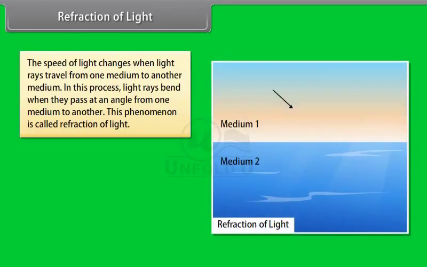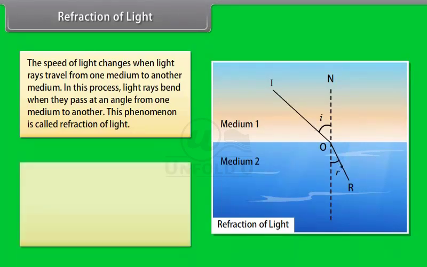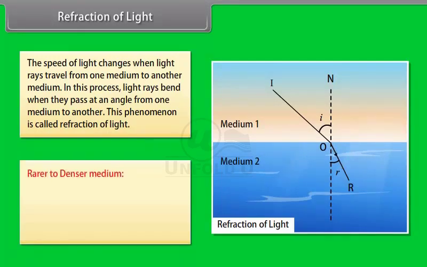Refraction of light. The speed of light changes when light rays travel from one medium to another. In this process, light rays bend when they pass at an angle from one medium to another. This phenomenon is called refraction of light. Refraction of light can occur in two ways: rarer to denser medium.